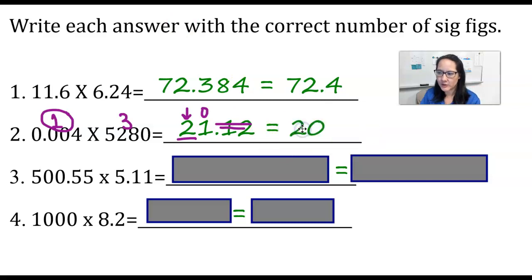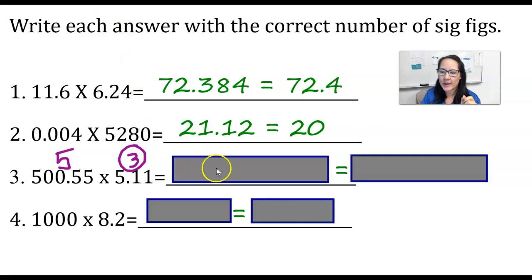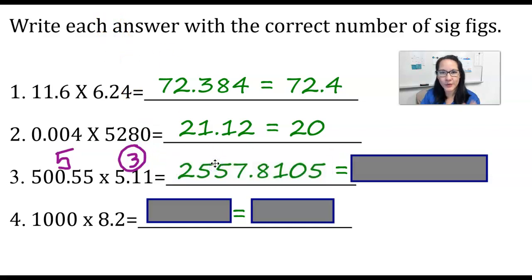And so our final answer is going to be 20. Here we have 5 significant figures, and here we have 3 significant figures. So the least of those is going to be 3. So when I calculate 500.55 times 5.11, we get this really long number right here.